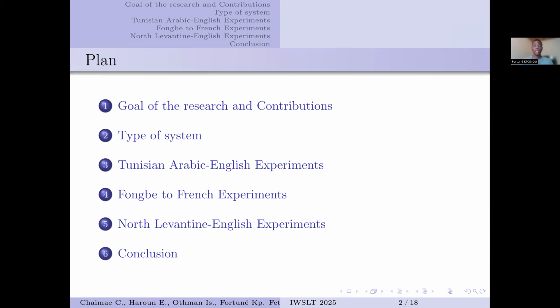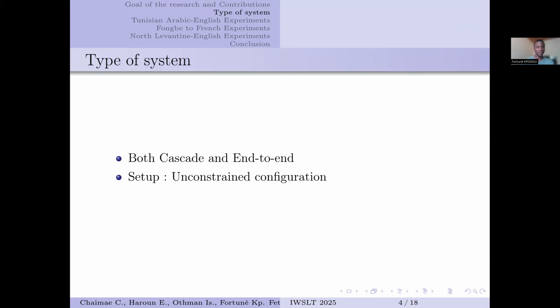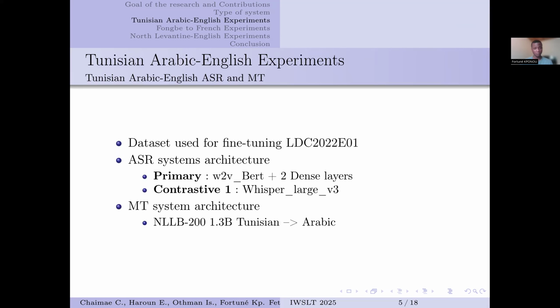Our presentation follows this outline. I will present the goal of the research, the type of system that we submitted, and the results for Tunisian Arabic to English, Fongbé to French, and North Levantine to English. The goal of the research is to create the best system capable of translating Tunisian Arabic and North Levantine to English, and Fongbé to French. We submitted both cascade and end-to-end systems for the three language pairs, except for North Levantine. Our setup followed the unconstrained configuration.